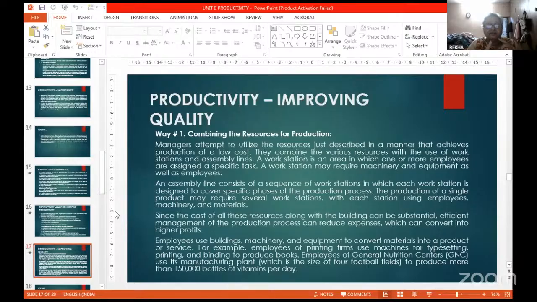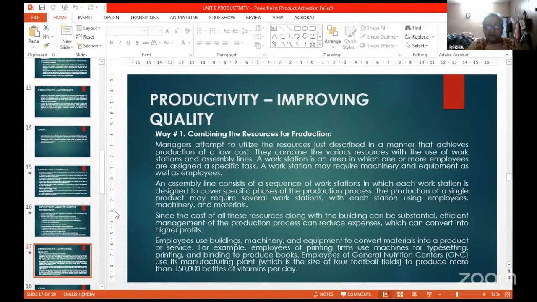The production of a single product may require several workstations, with each station using employees, machinery, and material. Since the cost of all these resources along with the building can be substantial, efficient management of the production process can reduce expenses, which can be converted into higher profit.